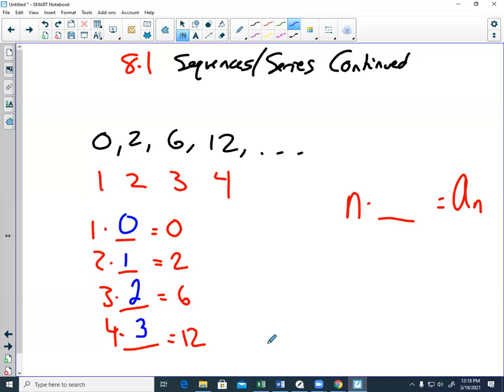In order to be efficient, I have to find a pattern. Can anyone see a relationship between these numbers? Like, how would I find this number, then this number, then this number, then this number? How do I find that one?